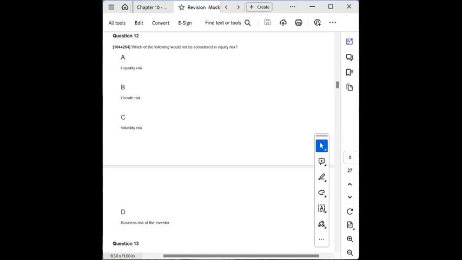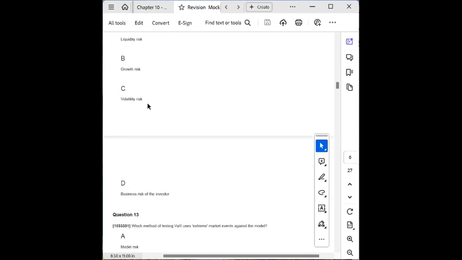Right, I've got 8 responses this time. Which of the following would not be considered in equity risk? Equity, liquidity, growth, volatility, business risk of the investor. Yes, the correct answer is the last one. Business risk of the investor. It's the party whoever is investing, not the company that is being invested. So in this case, the correct answer is D. Question number 13.